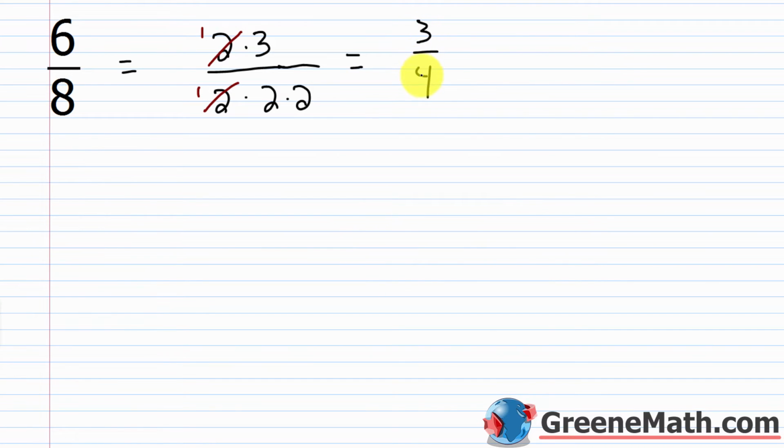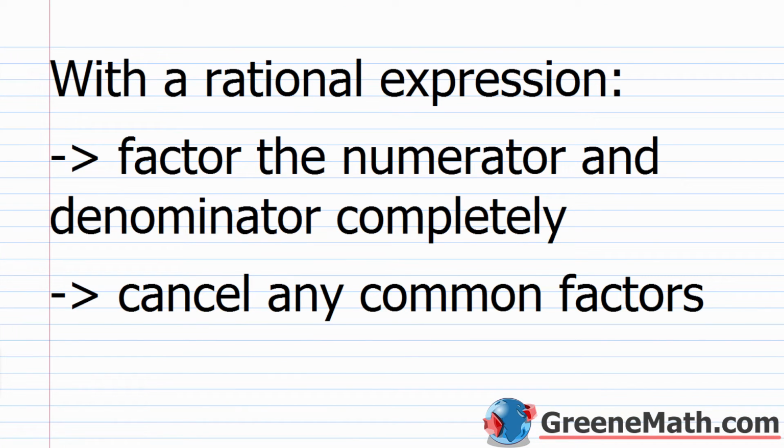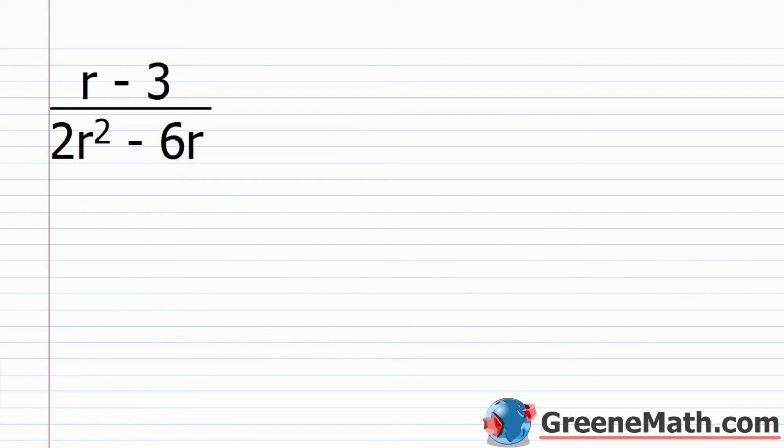So now this fraction is considered simplified because the greatest common factor is now a 1. There's nothing else I can remove. Something like 5/10. 5 is a prime number, and 10 I can write as 5 times 2. And so I can cancel this 5 with this 5, and I'll end up with 1 over 2, or 1/2. So with a rational expression, we're going to factor the numerator and denominator completely, just like we did with the fraction, and we're going to cancel any common factors. All right, so let's take a look at the first problem here. And we're going to start out with r minus 3 over 2r squared minus 6r.